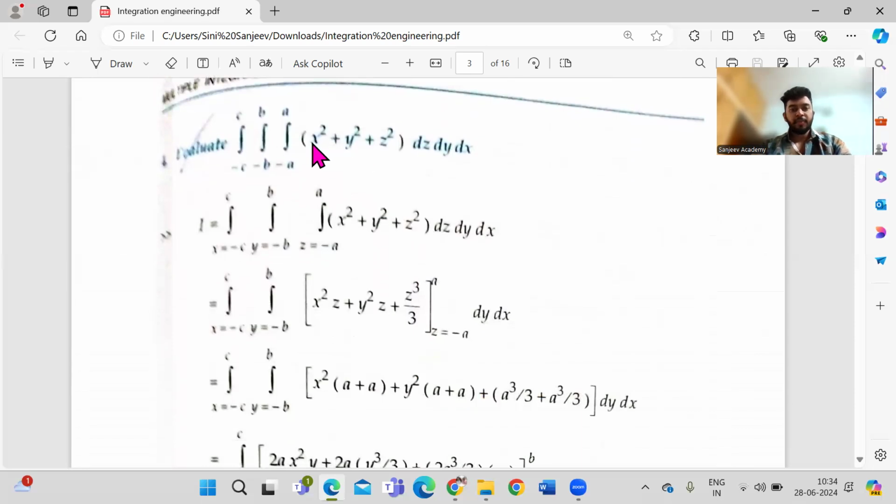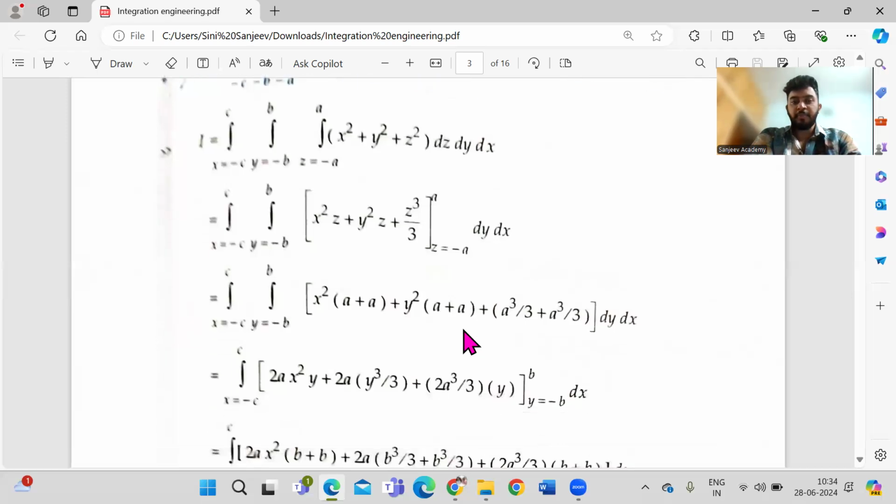And this is an important question. Correct? Here we are having triple integration, dz, dy, and dx. So again, I integrate with respect to what? z first. So x square is a constant. So x square z plus y square z plus z cube by 3. Then upper limit minus lower limit.